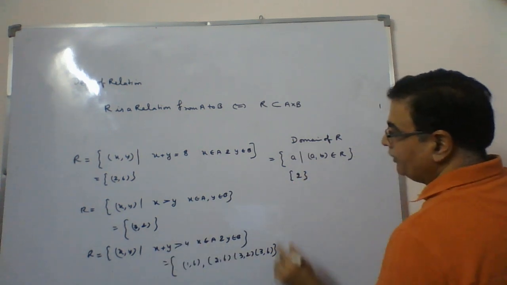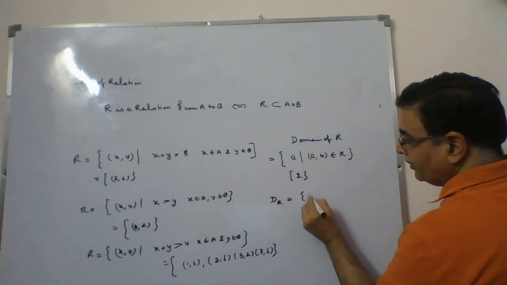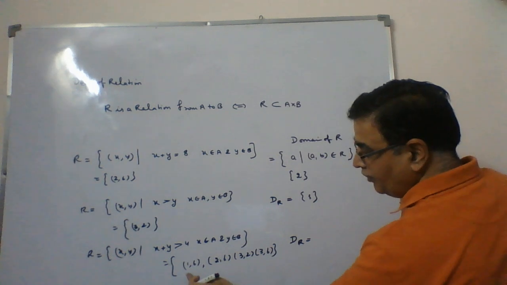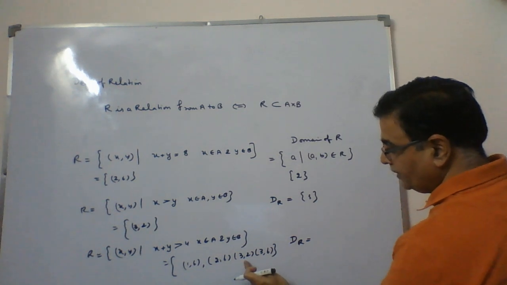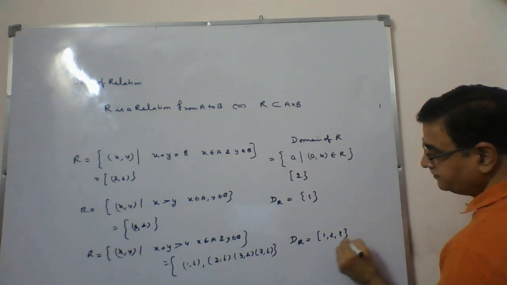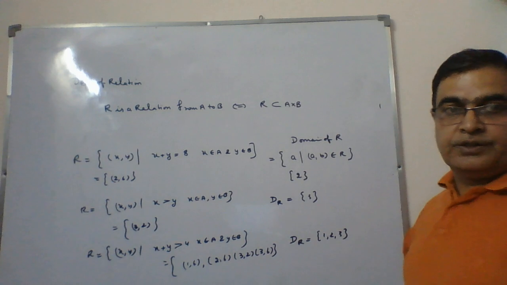In this case, what is the domain of this relation? That comes out to be only 3. In this case, the domain of the relation, when you take the first elements, is 1, 2, 3. This is repeated, so we will not take that again, just 1, 2 and 3. So these are simply called the domain of the relation.